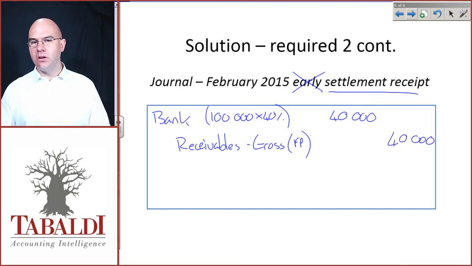Nice and easy. The next example on settlement discounts is going to be a little more tricky. Please do it shortly after this.